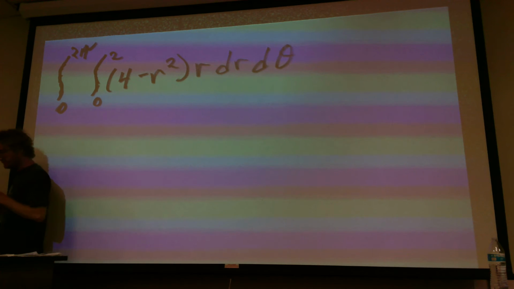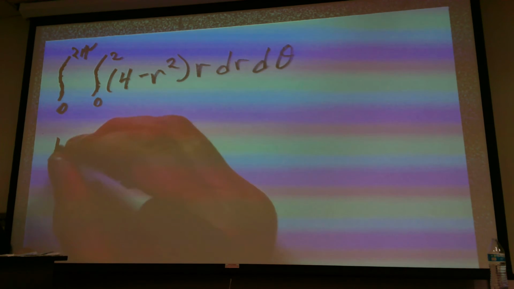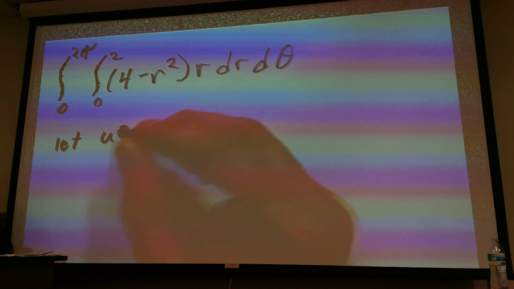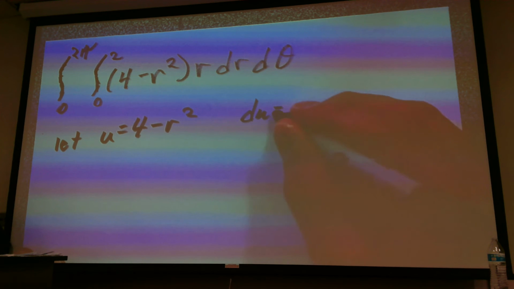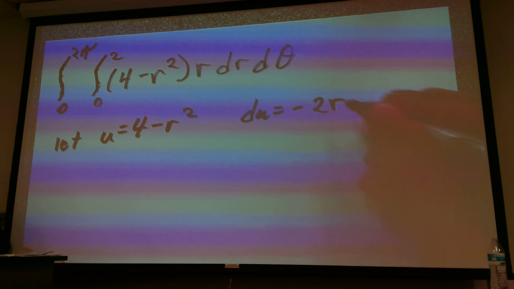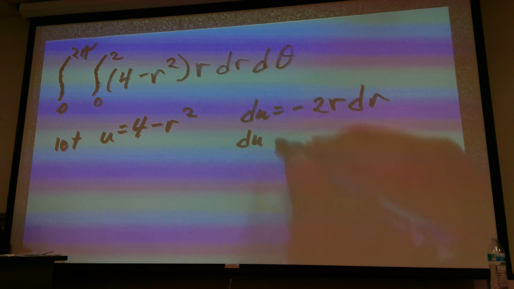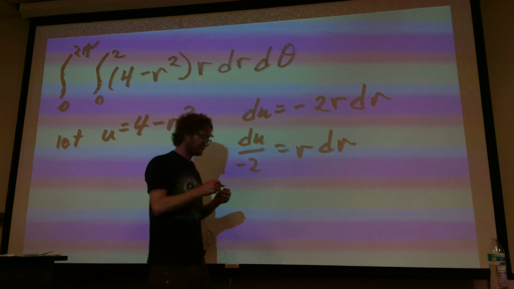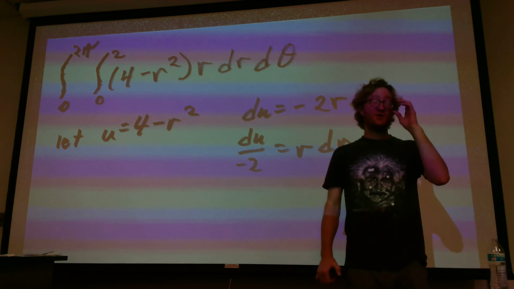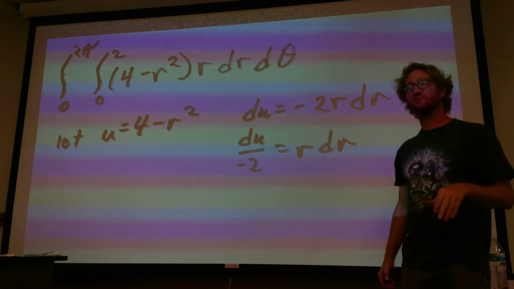And so if I let u equal 4 minus r squared, that means that du would be negative 2r dr. Or that du divided by negative 2 equals r dr. Now remember, when you make a u substitution, your boundaries need to go with you on that substitution.